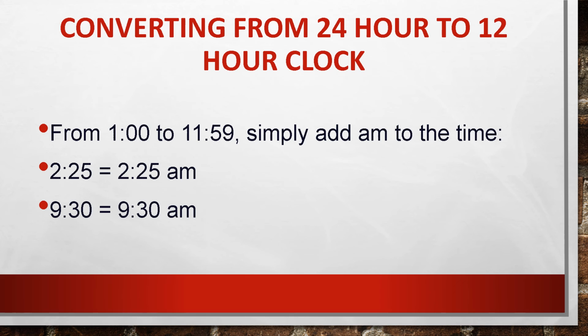Then the time duration from 1 o'clock to 11:59, simply add AM to the time. You write the hours and minutes as they are, and next to that you add AM. For example, 2 hours 25 minutes, you write 2:25, and after that you write AM. One more example, 9 hours 30 minutes, you will write 9:30 AM.